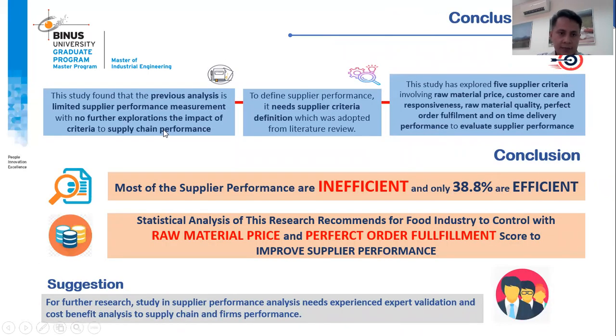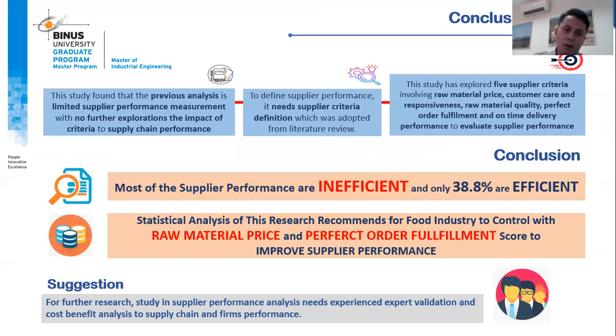The study found that previous analysis is limited to supplier performance measurement with no further exploration of the impact of criteria on supply chain performance. To define supplier performance, it needs supplier criteria definition, which was adapted from the literature review. This study has explored 5 supplier criteria involving raw material price, customer care and responsiveness, raw material quality, perfect order fulfillment, and on-time delivery performance to evaluate supplier performance.